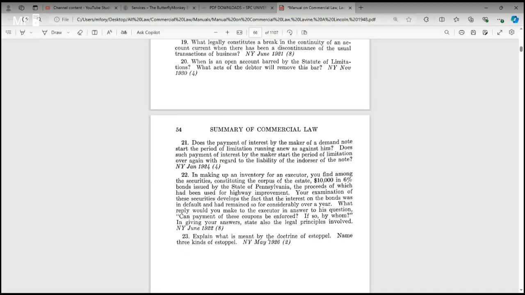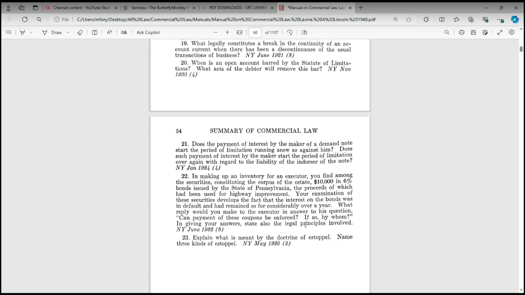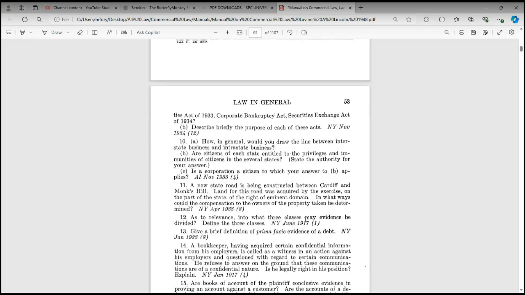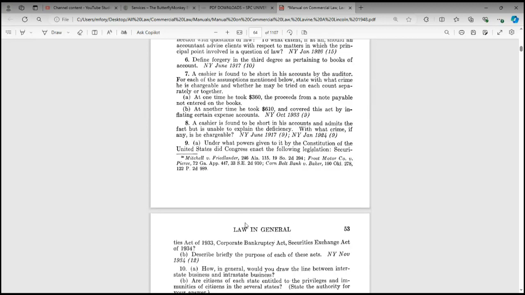Explain what is meant by the doctrine of estoppel. Name the 3 kinds of estoppel. You know, these things right here, they just said them. To really learn this book, you have to answer some of these questions. Don't just listen to me. Actually, just go look, and I swear, ask ChatGPT. Ask something.